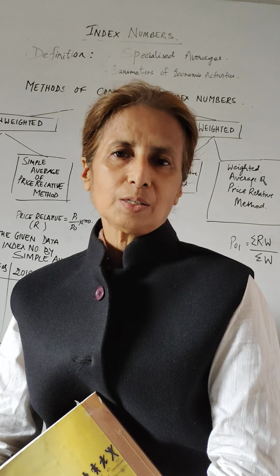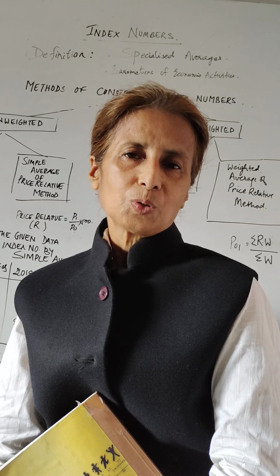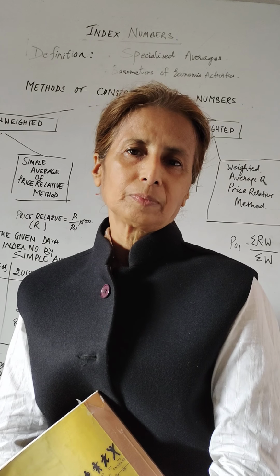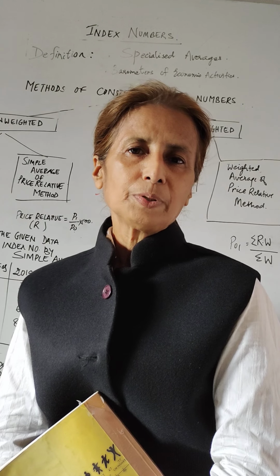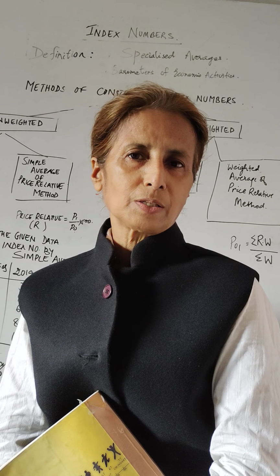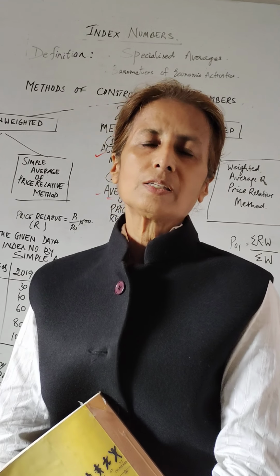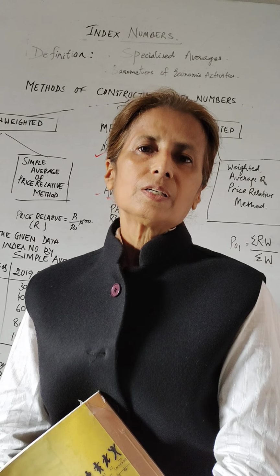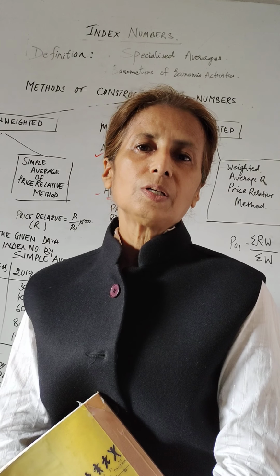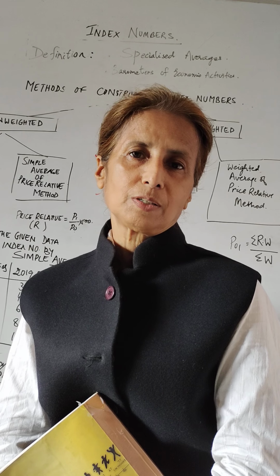unweighted items without importance. What are unweighted? So all the items are of equal importance, and that's why we call them simple. And there are two methods here: simple aggregative method and simple average of price relative method. So in the last class, if you've gone through my last class, we finished with the simple aggregative method, and in this we are going to do the average of price relative method.